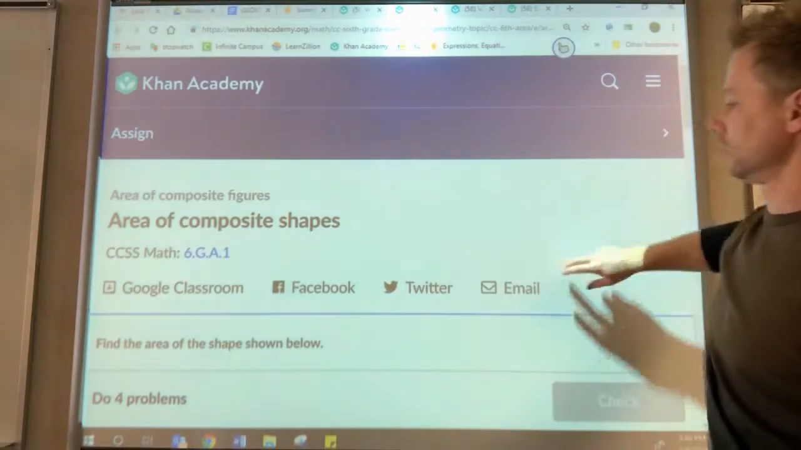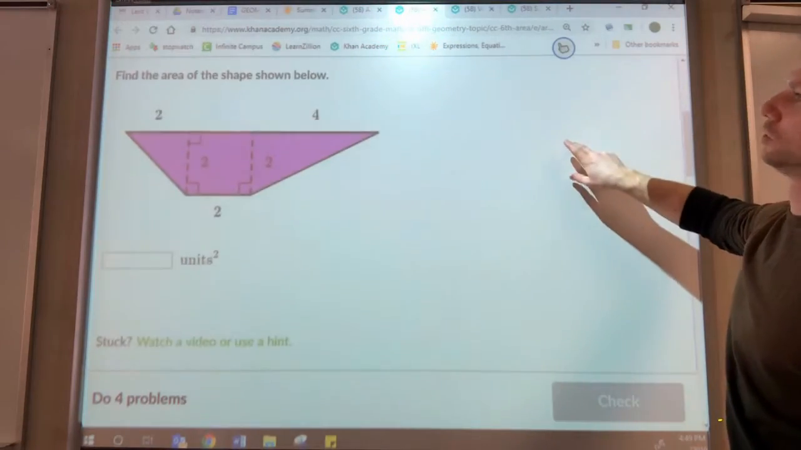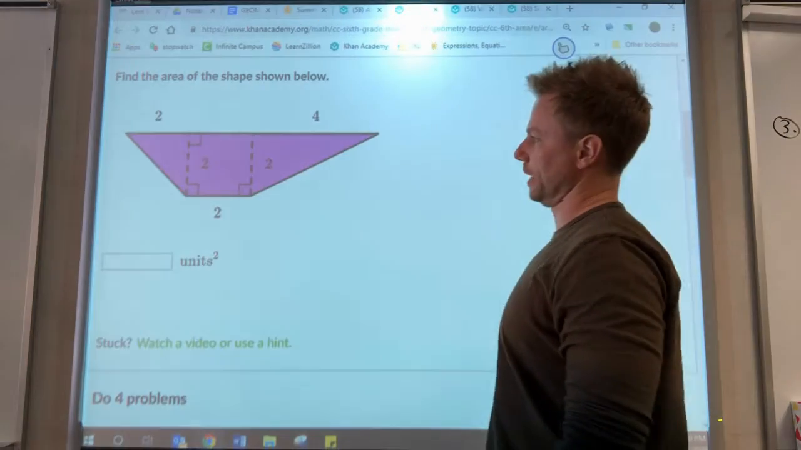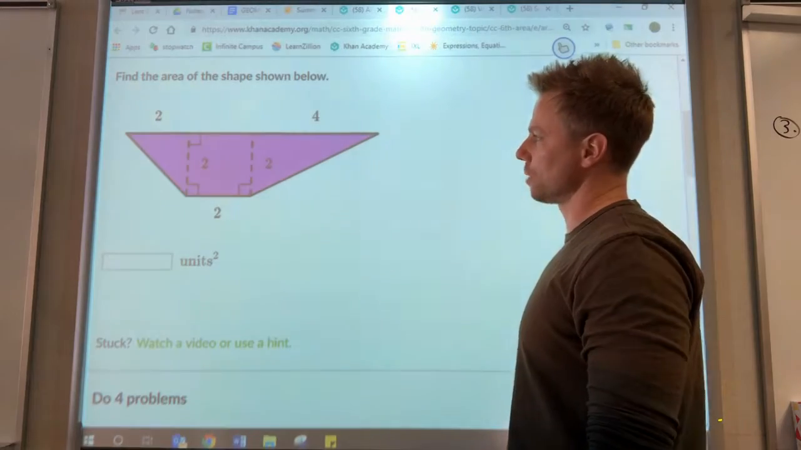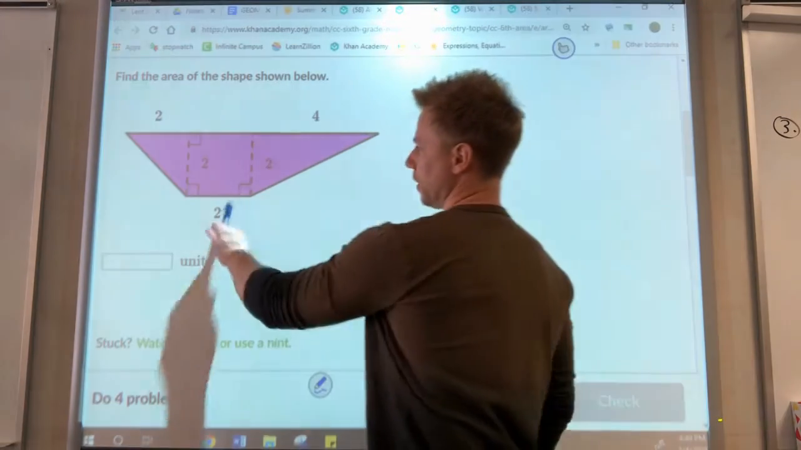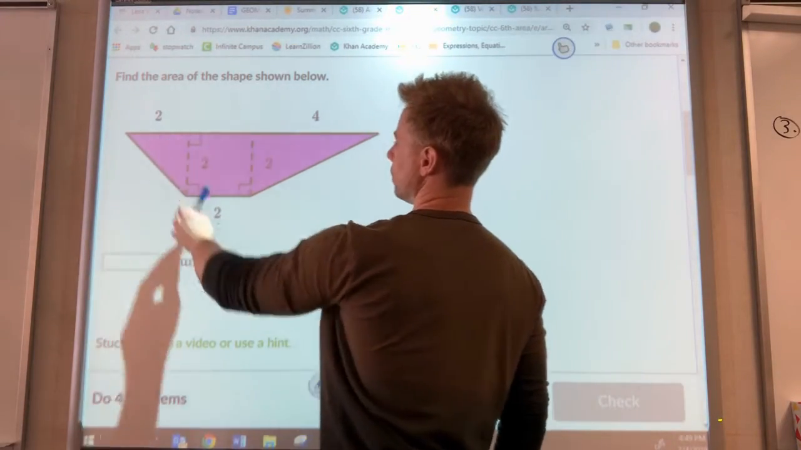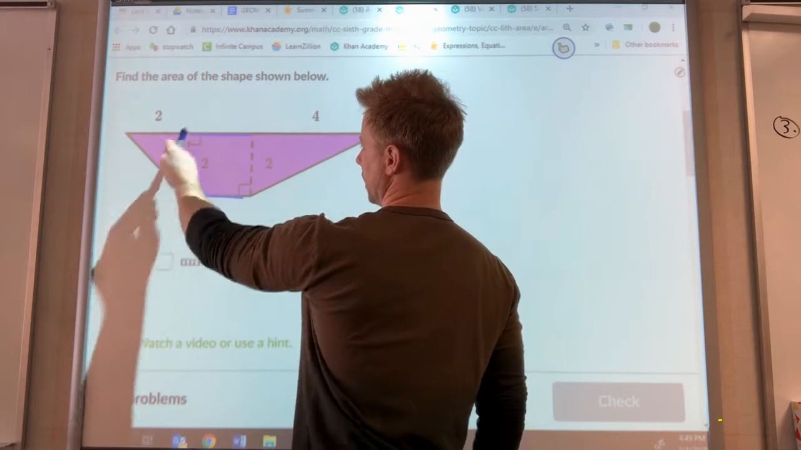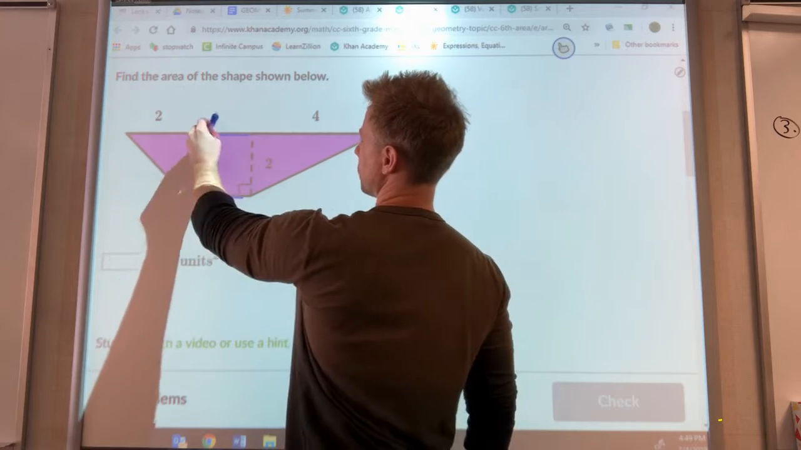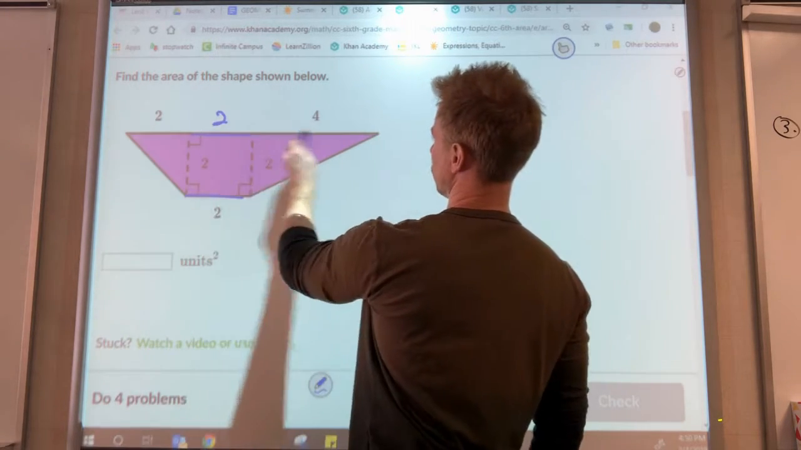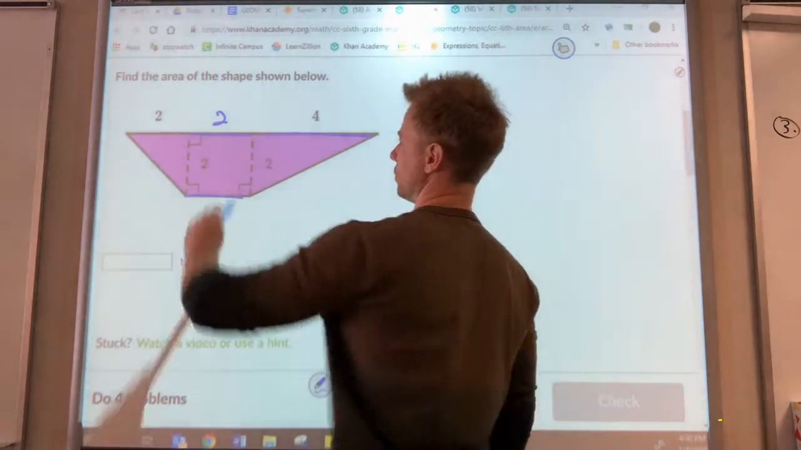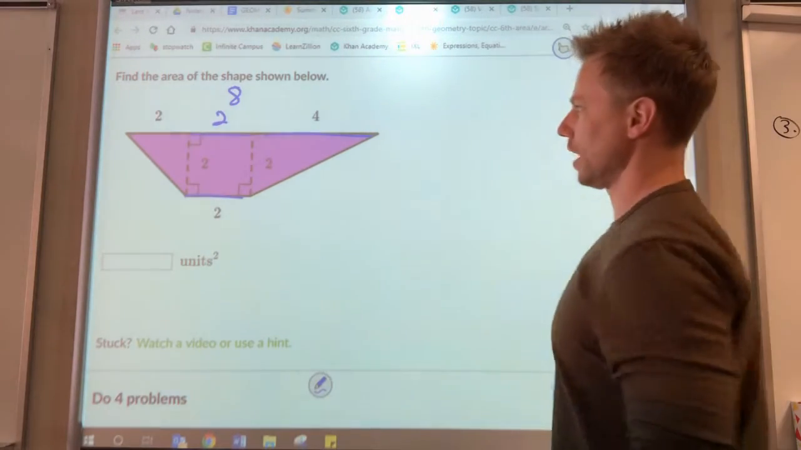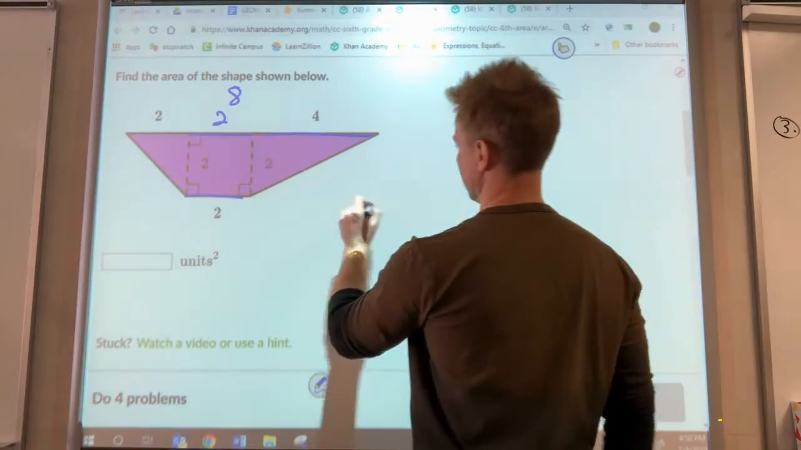Our next one, we have a trapezoid again. Okay, a little bit different looking trapezoid. The bottom part here is 2, this is 2. Since this is 2 on the bottom, this is a square, so the opposite side is also 2. They told us this is 4, so this whole side is 8. So now we know enough in order to find the area of our trapezoid.